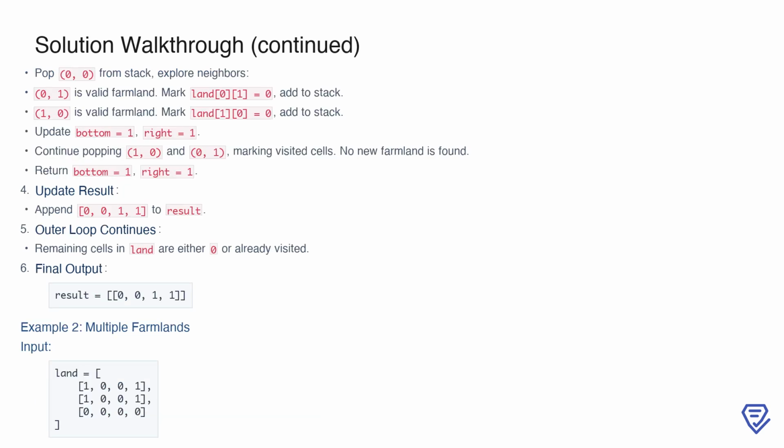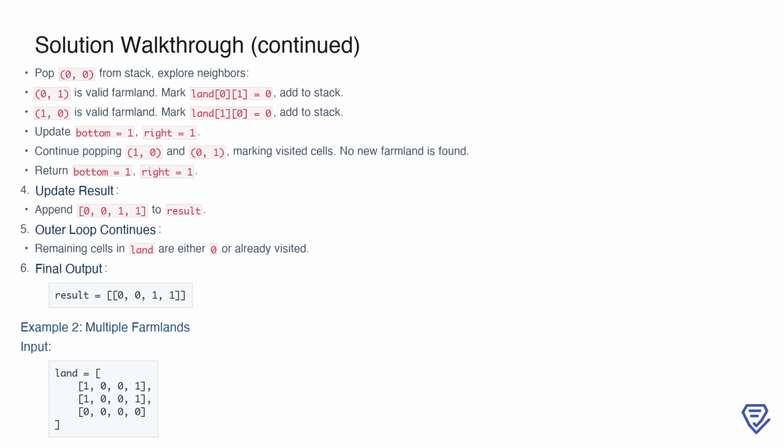During the DFS, we begin by popping 0, 0 from the stack and checking all its neighboring cells. The cell 0, 1 is valid farmland, so we mark it as visited by setting land[0][1] to 0 and add it to the stack. Similarly, the cell 1, 0 is valid farmland, so we mark it as visited and add it to the stack. At this point, we update the bottom and right boundaries to 1 and 1, respectively, because these represent the farthest row and column of the farmland block we've encountered so far.